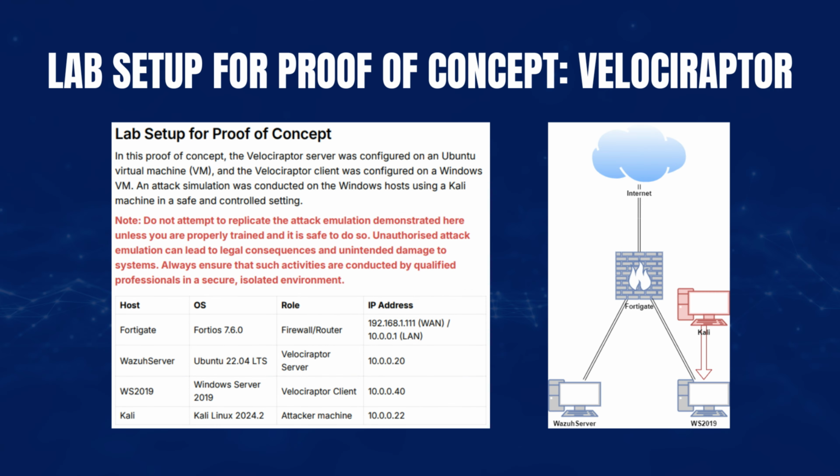In this proof of concept, Velociraptor was deployed as the server on an Ubuntu VM and as the client on a Windows VM. We simulated attacks from Windows and Kali machines, showcasing process hunts, client labeling, file name search hunts, and hash hunts. Even after renaming or deleting files, Velociraptor detected them, highlighting its strength as a robust digital forensics tool.